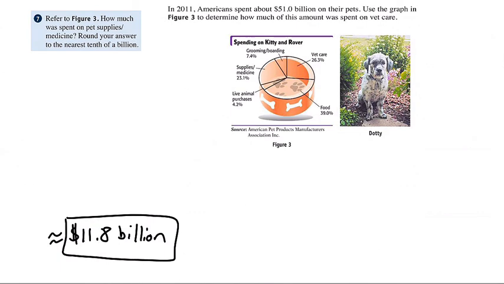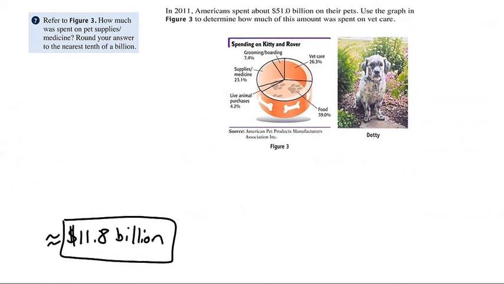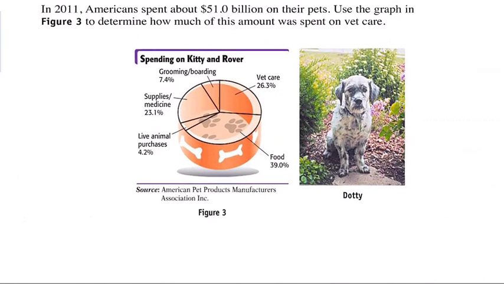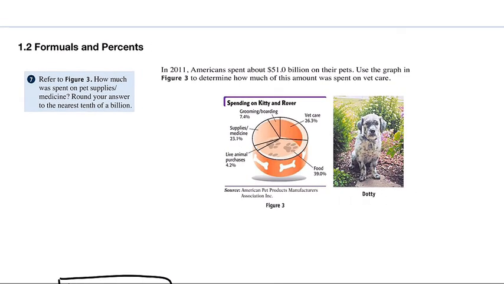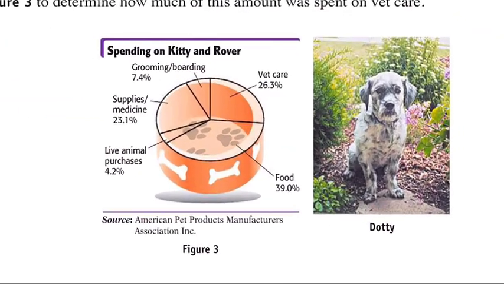All right, so example 7 says to refer to figure 3, how much was spent on pet supplies slash medicine? It says round the answer to the nearest tenth of a billion. So let's look at this. In 2011, Americans spent about $51 billion on their pets. Use the graph in figure 3 to determine how much of this amount was spent on vet care. So instead of answering that question, it says how much was spent on pet supplies slash medicine. So we're really just reading this chart. So again, it says how much was spent on pet supplies, and then round your answer to the nearest tenth of a billion. So let's look at this.